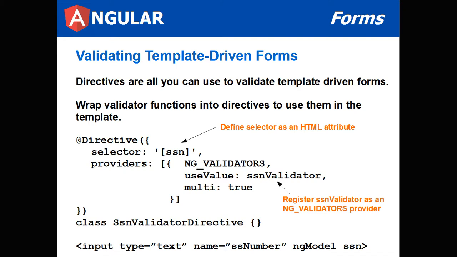We use these providers, NG_VALIDATORS. We use a value, SSNValidator. And we define multi to be true, which means I could have multiple validators. So register SSNValidator as an NG_VALIDATORS provider. And then we write a class that says SSNValidatorDirective. And once we do that, we could then use the ssn attribute on the control form.